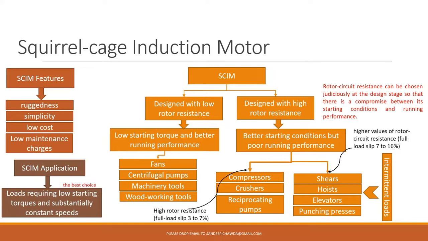And even when you are using high rotor resistance, at that time you must consider the slip. What is the range of the slip? Whether it is up to 3 to 7% or it is greater than 7%, 7 to 16%. So that must be considered, and accordingly the squirrel cage induction motor could be selected. But the best choice in general, it will be the load which requires low starting torque and sustainably constant speed.